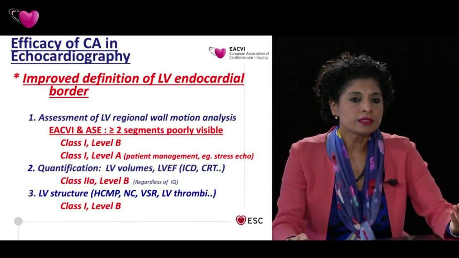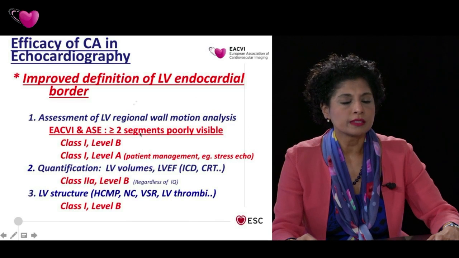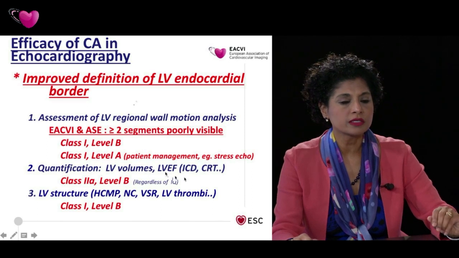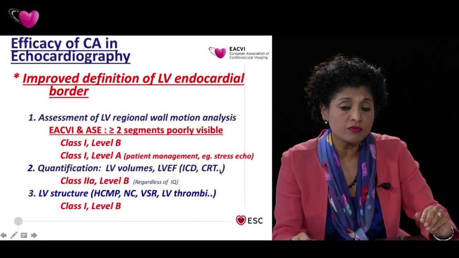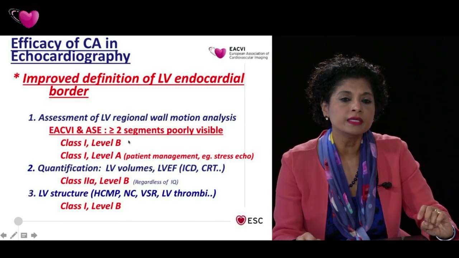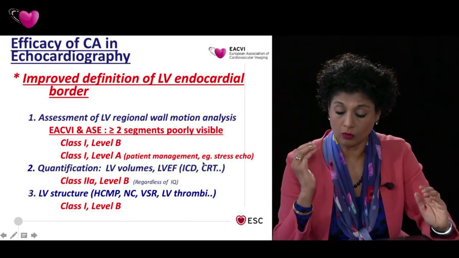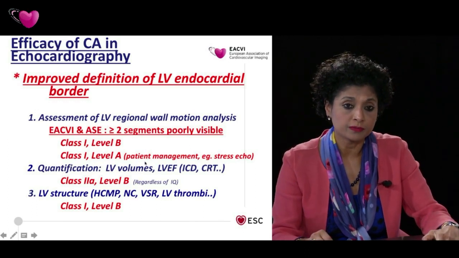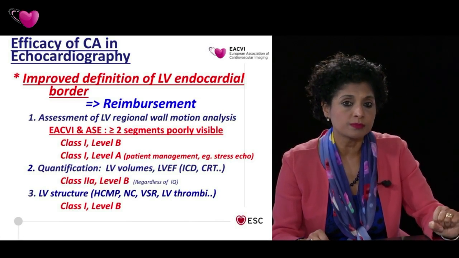So the efficacy of contrast to improve the definition of the LV endocardial border allows us to assess wall motion very accurately. It also allows accurate quantification of LV volumes and the ejection fraction, and we are also able to assess structures which may not be so obvious with conventional scanning, such as thrombi, etc. And the recommendation for all of these is more than class 2A. And certainly when patient management becomes important, such as in stress echoes, for example, where accurate assessment is important, you have a class 1A recommendation. So there's reimbursement for this in several countries for this particular indication.